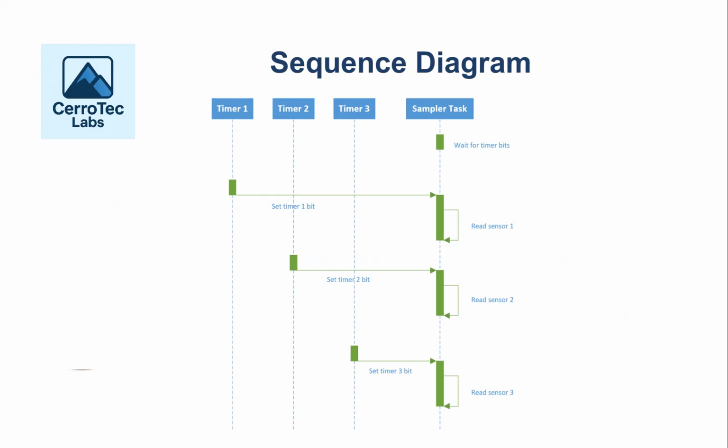This sequence diagram illustrates the 3 timers and the sensor sampler task. The sampler task waits for a bit to be set in the event group. When a timer is triggered, it sets the event group bit which causes the sampler task to resume, and depending on the bit value, the relevant sensor will be read.